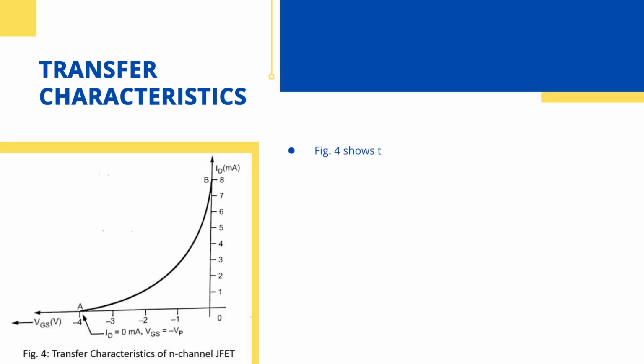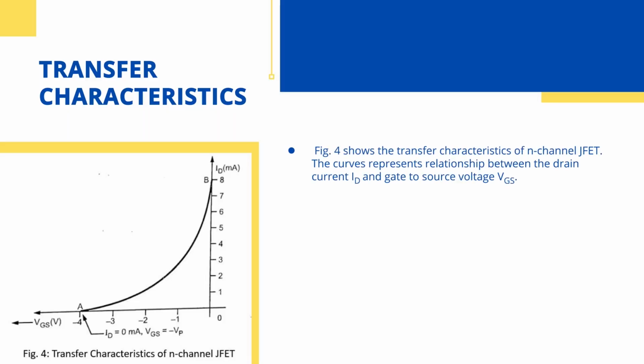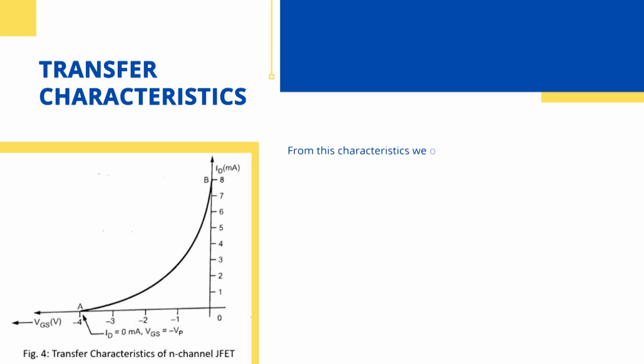Figure 4 shows the transfer characteristics of an n-channel JFET. The curve represents the relationship between the drain current and the gate source voltage. This is the transfer characteristics of the n-channel JFET. Here ID is on the y-axis and VGS on the x-axis. From these characteristics, we observe the following points.